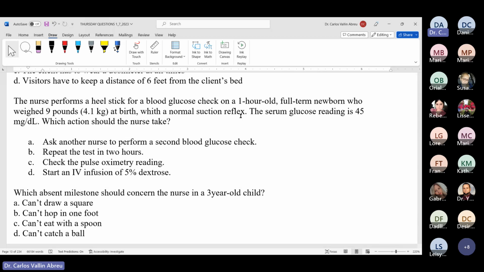Ask another nurse to perform a second blood glucose check. Repeat the test in 2 hours. Check the pulse oximetry reading. Start an IV infusion of 5% dextrose. What do you think of these 4 options? This glucose is normal or abnormal?